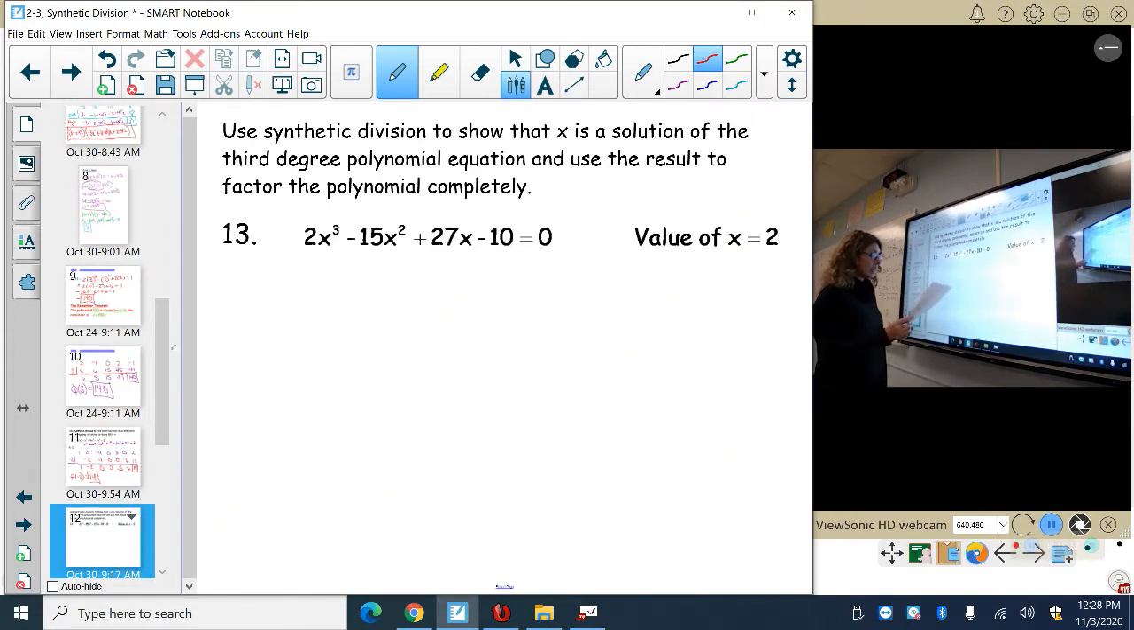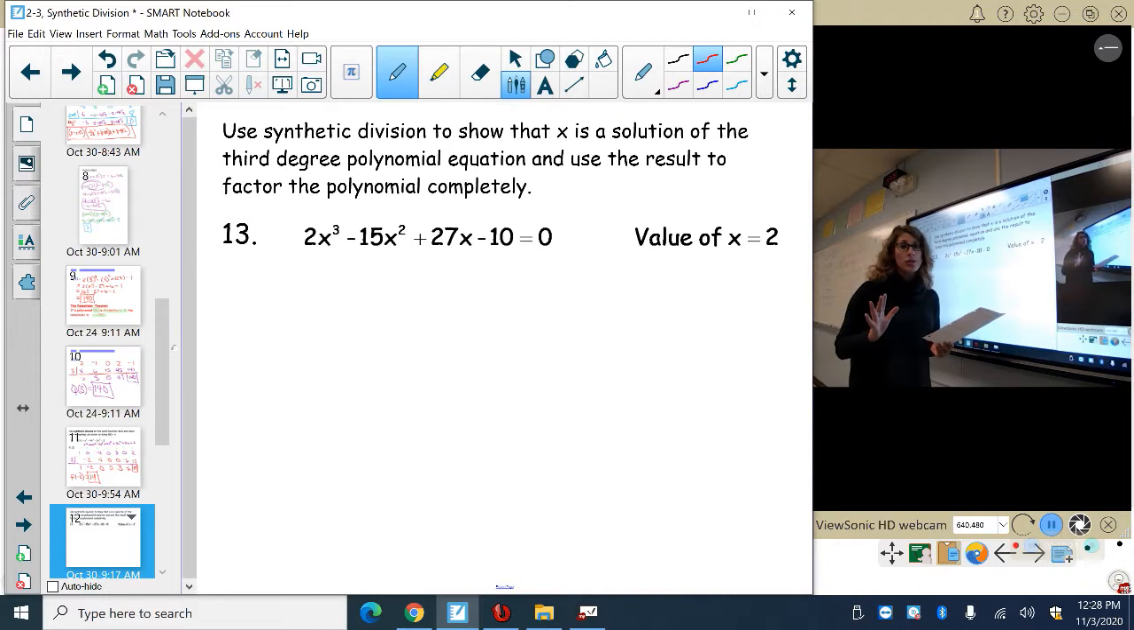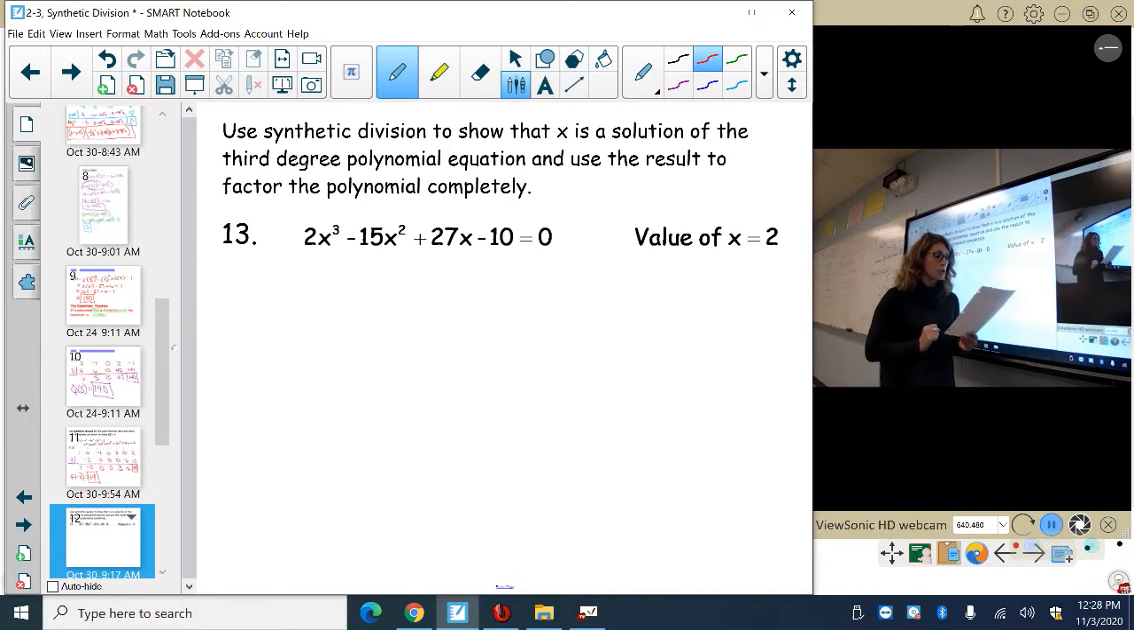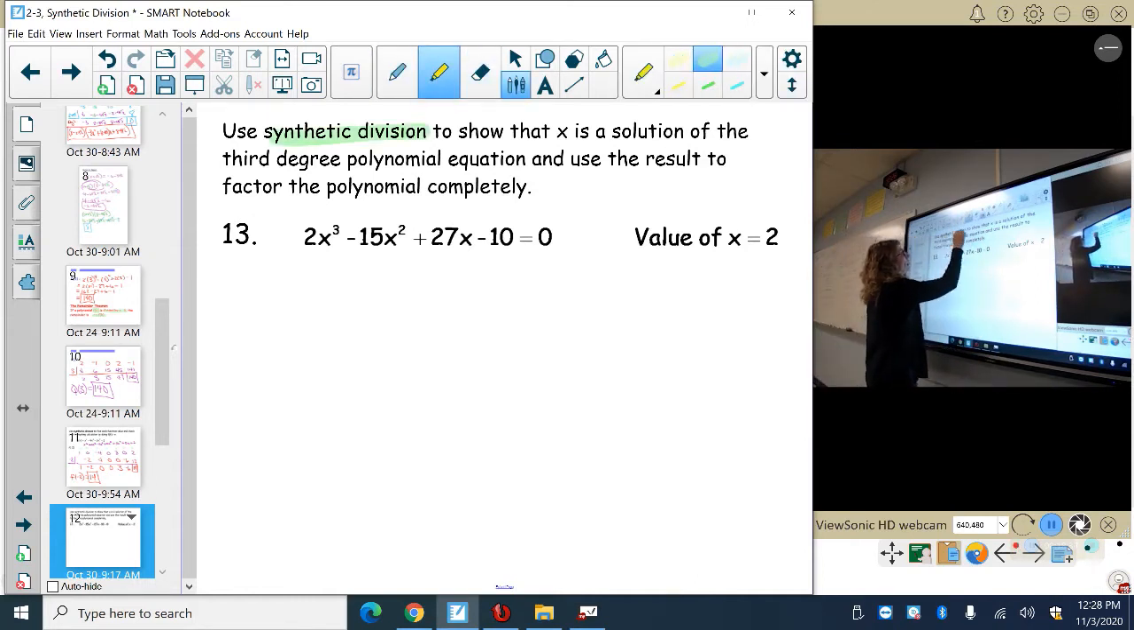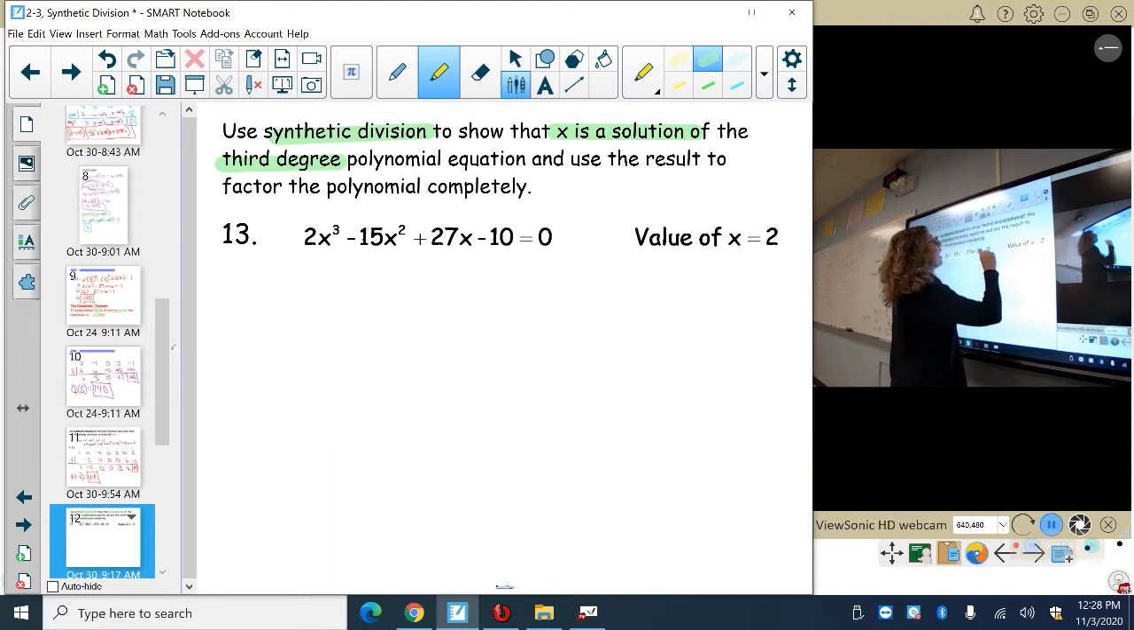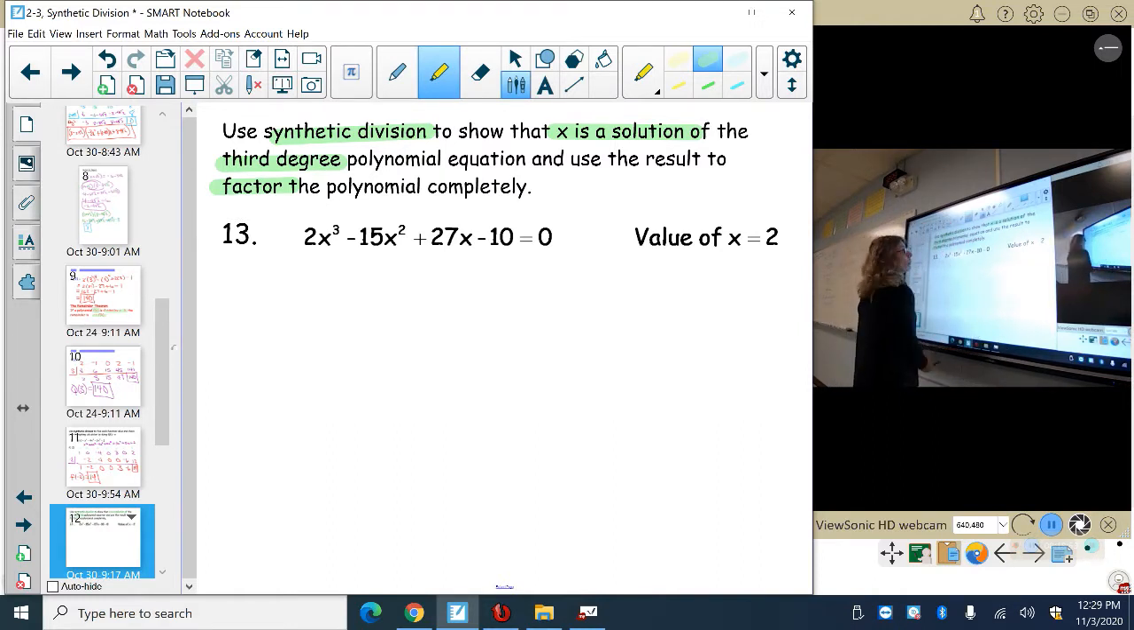So number 13. This is the last set of instructions on this worksheet, and it says use synthetic division to show that x is a solution of the 3rd degree polynomial equation and use the result to factor the polynomial completely. So what that means is that to show that it is a solution, the remainder will be 0. Then it's 3rd degree, so that drops it down to degree 2. Then you can factor what's left to find the other 2 remaining answers. So how do we do this?